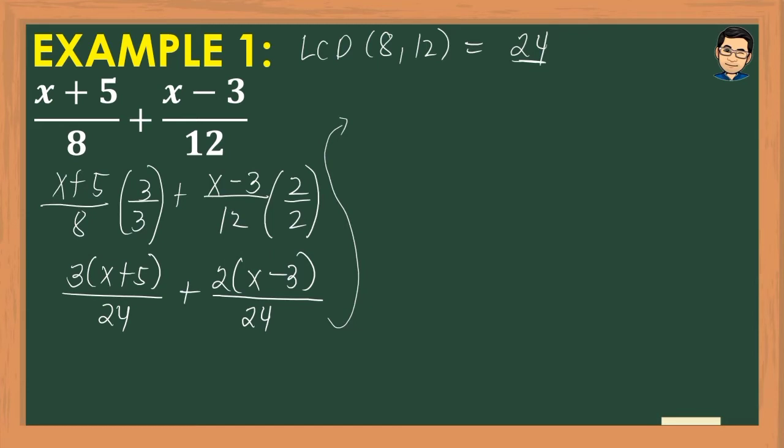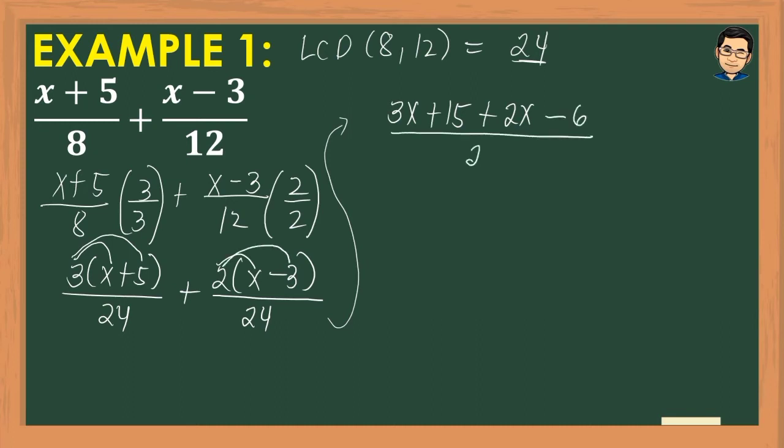So, 3 times x, that is 3x. 3 times 5, that is 15. And then, pwede na natin pagsamahin. 2 times x, that is 2x. 2 times negative 3, that is negative 6. All over 24.